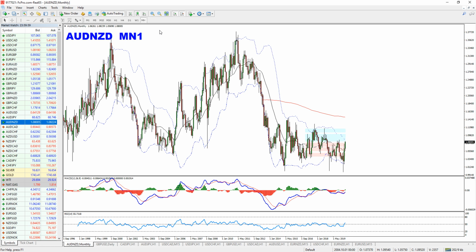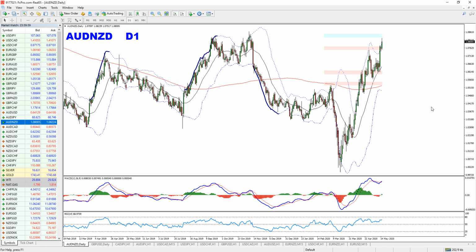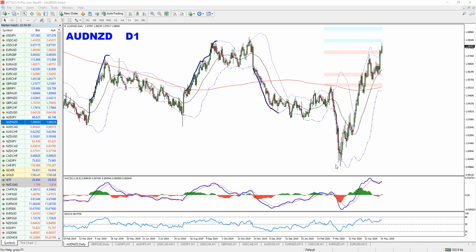The next pair I have in mind is the Aussie versus the Kiwi, and for this pair I'll try to explain from the longer view and the shorter view. For the longer view, I am very, very bullish here, and I expect stronger rallies as time goes. From the shorter view, I expect these zones to become a top.